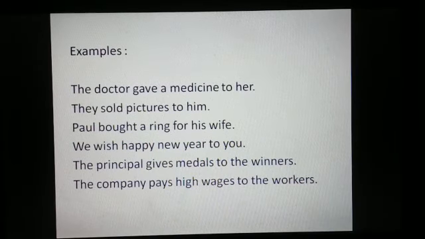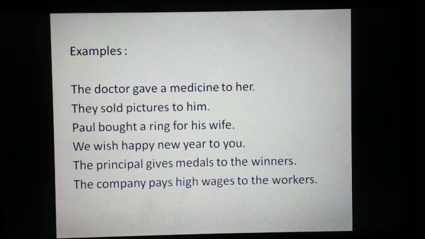So children, after the ditransitive verb, the direct object will come, then the preposition to or for, and then the indirect object will come in pattern number 5. I hope you have all understood these two patterns that we did today.